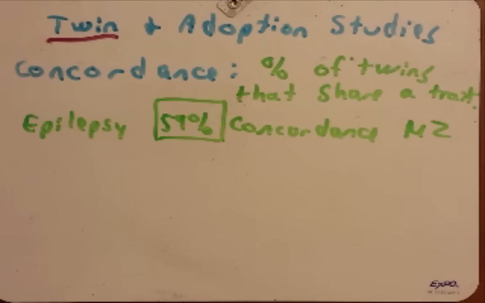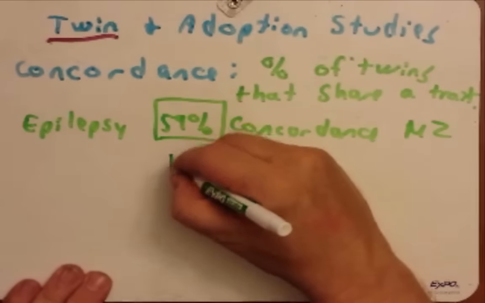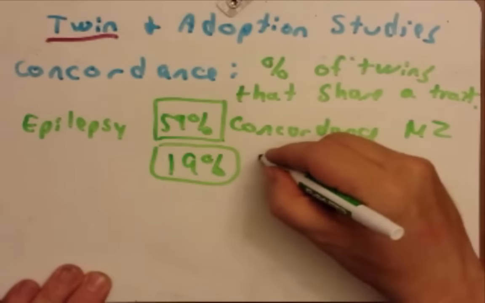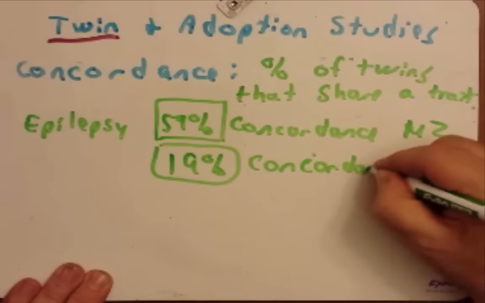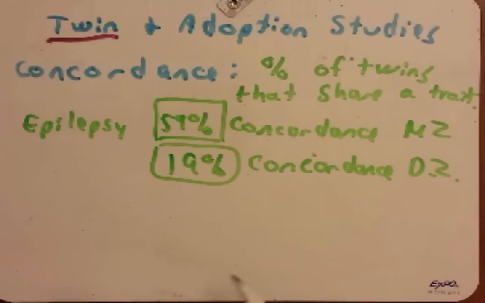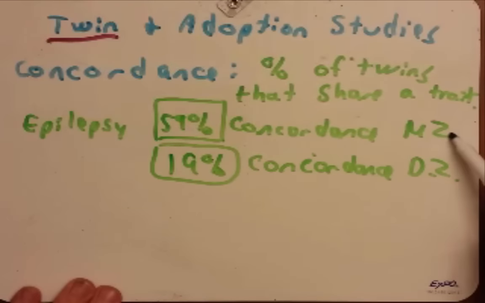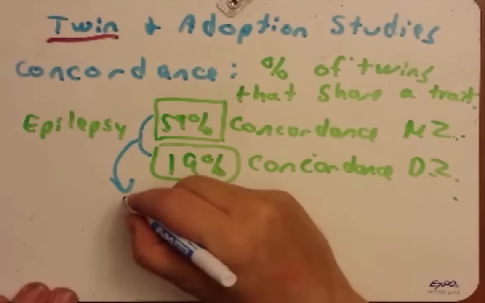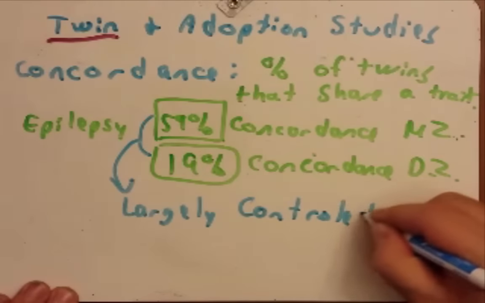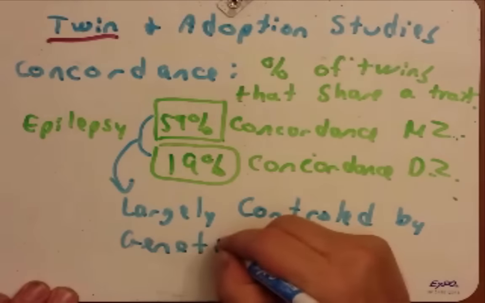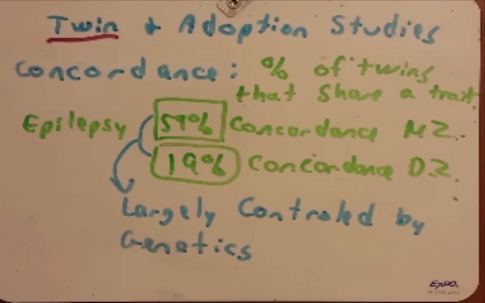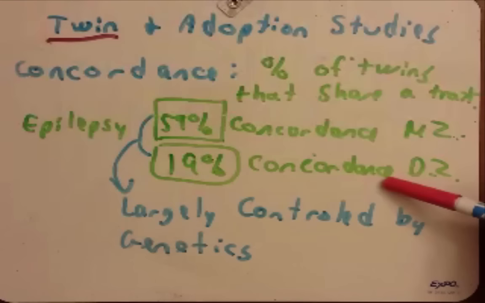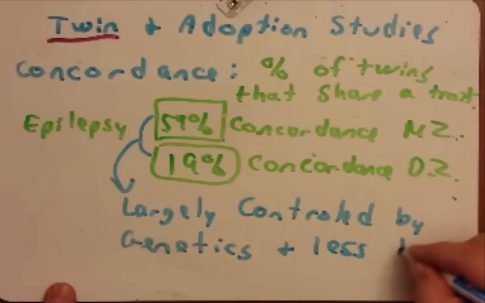So how do we use these numbers? Well, we compare them with a dizygotic twin. And for instance, in dizygotic twins, the concordance is 19%. Because of this big difference between monozygotic twins and dizygotic twins, and the fact that monozygotic twins share more of their DNA with each other than dizygotic twins, we would say this is an example of a trait that is largely controlled by genetics. We wouldn't say completely controlled by genetics, but we would say largely controlled. As a general rule, if monozygotic twins have a higher percentage than dizygotic twins, we say the trait is more controlled by genetics and less by the environment.